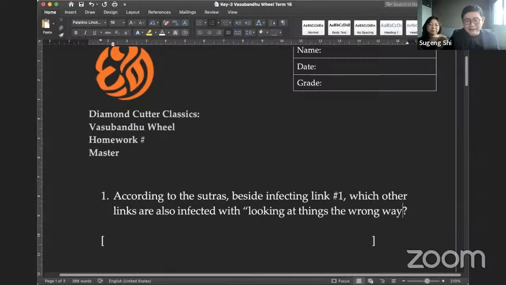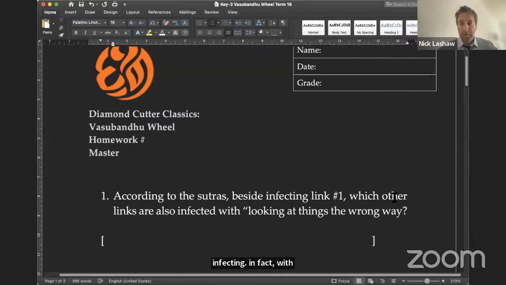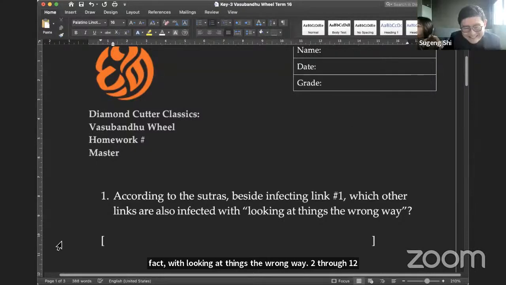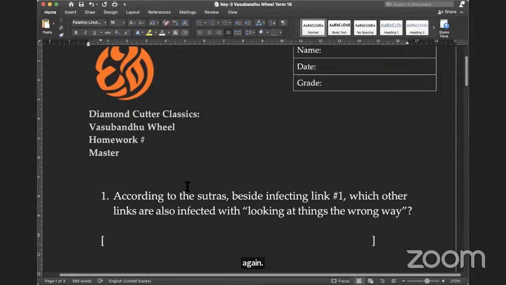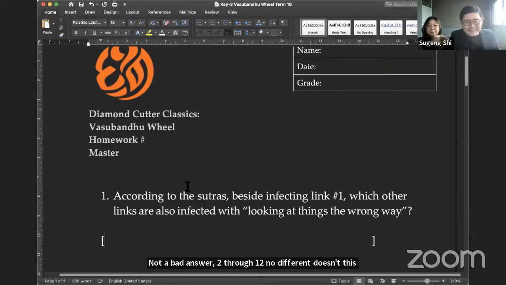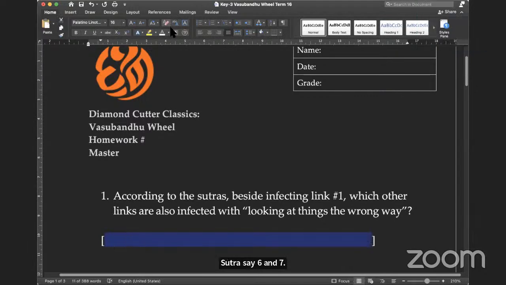Way. 2 through 12. Say again? Not a bad answer. 2 through 12. No, different. Doesn't the sutra say 6 and 7? Yeah, 6, 7, and 8 actually. Okay, yeah.